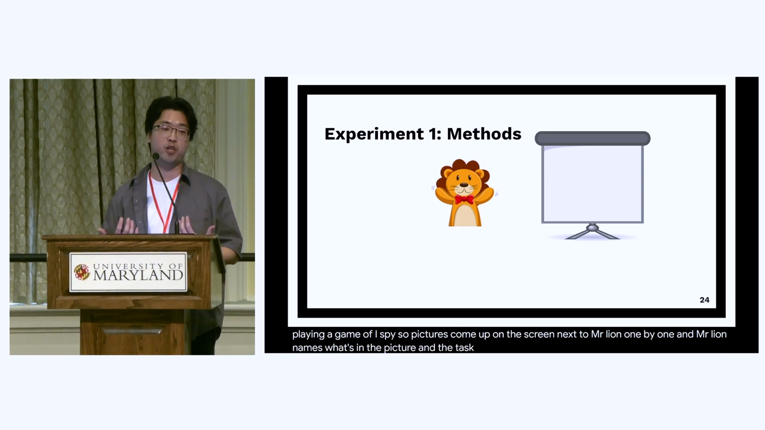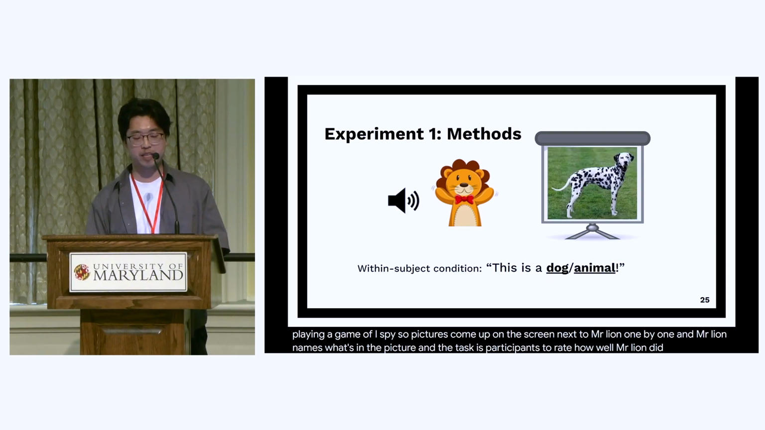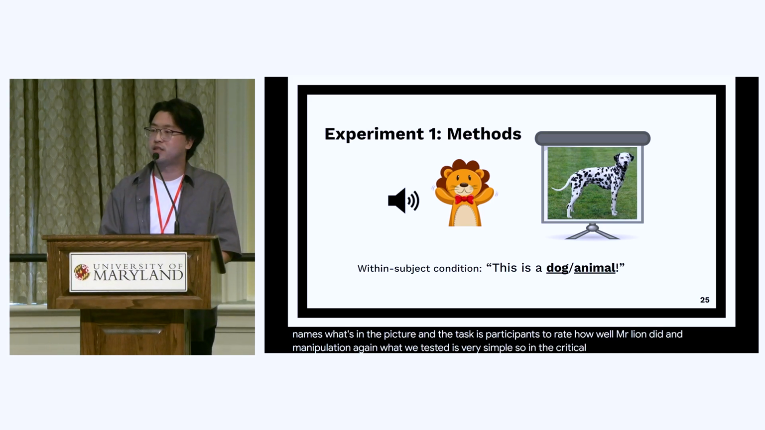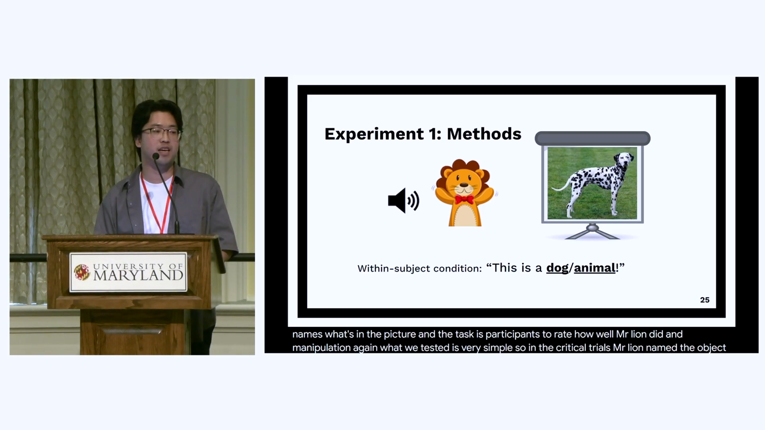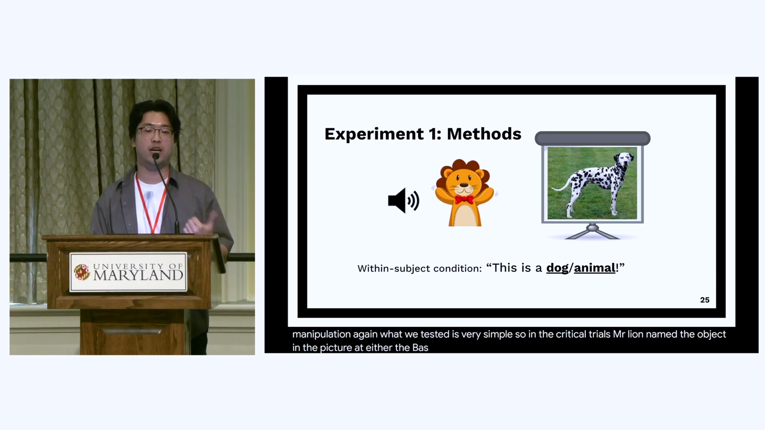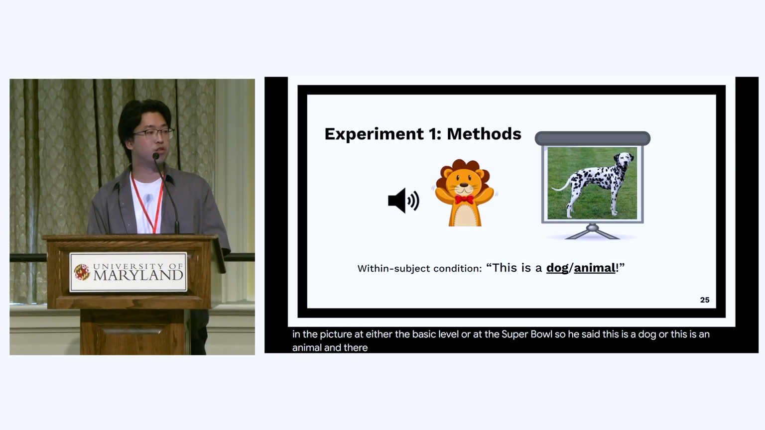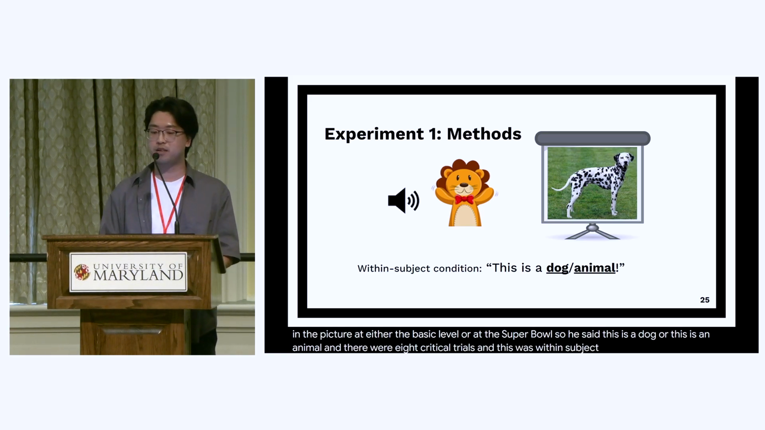And the task is for participants to rate how well Mr. Lion did. And the manipulation, again, what we tested is very simple. So in the critical trials, Mr. Lion named the object in the picture at either the basic level or at the superordinate level. So he said, this is a dog, or this is an animal. And there were 8 critical trials, and this was a within subjects design.